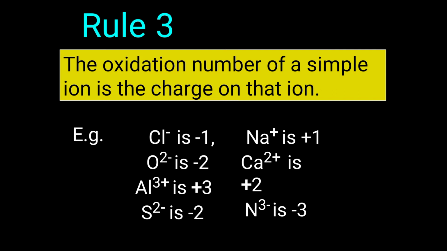Rule 3: the oxidation number of a simple ion is the charge on that ion. For example, in NaCl or any charged compound, if it is a simple ion, its charge is what is represented above it. For Cl it is given as minus 1, so it is minus 1. For O2 minus, it is minus 2. For Al plus 3, similarly, we write plus 3.